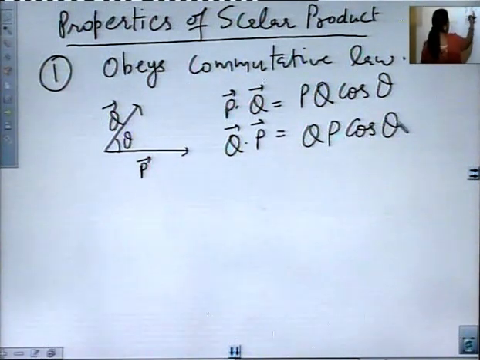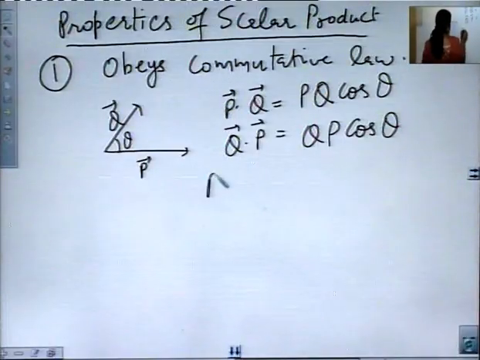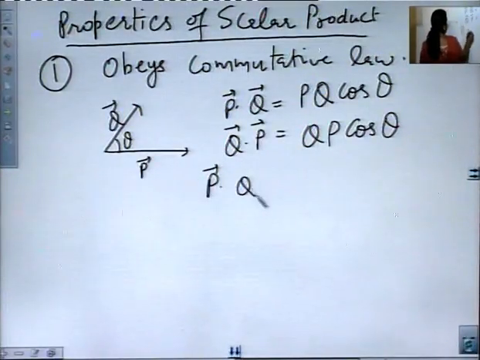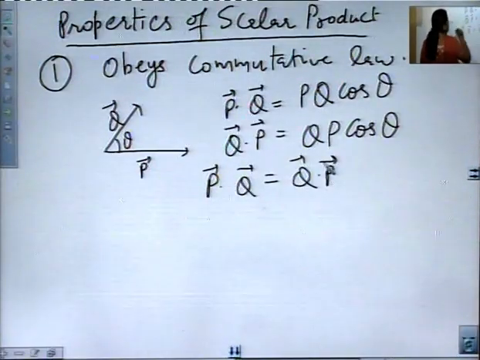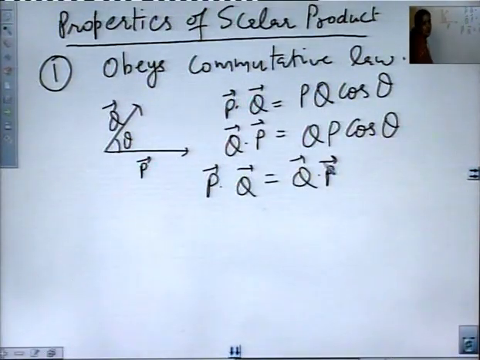We see that these two quantities are equal to each other, so we can write p dot q is equal to q dot p, which means the dot product commutes, it obeys the commutative law.